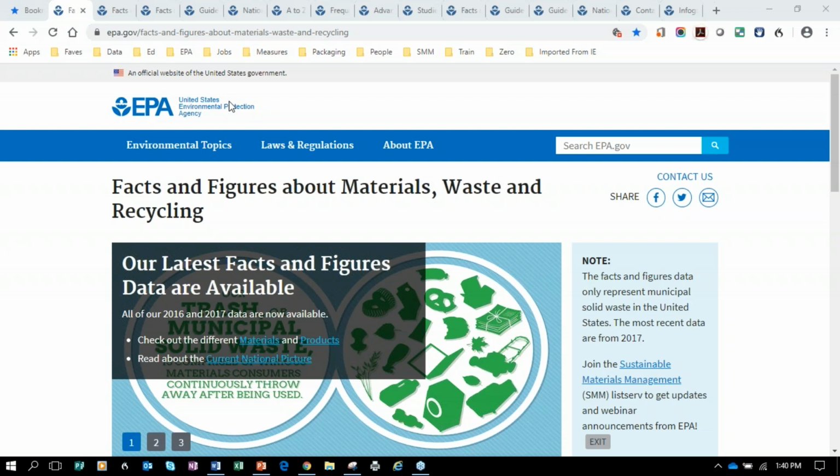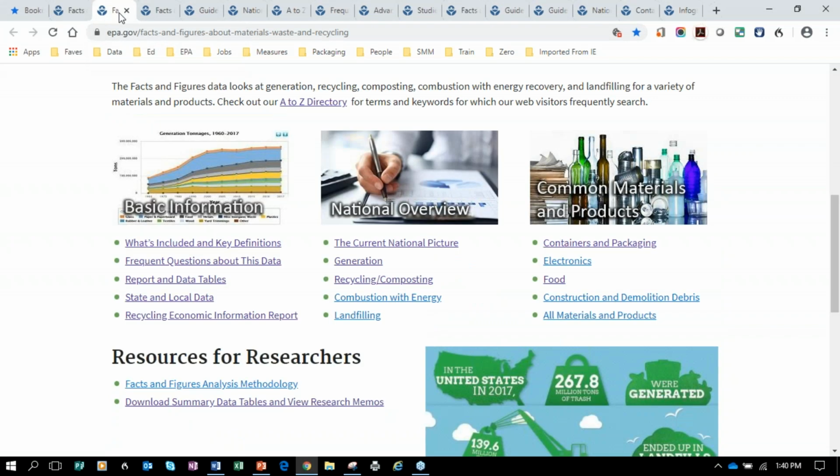Drew did this fantastic job of creating this Facts and Figures materials, waste, and recycling website for us. There are two parts to that. We have it categorized by basic information, which includes the key definitions, frequent questions, report, and data tables.